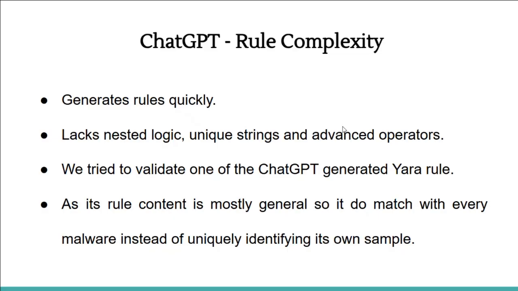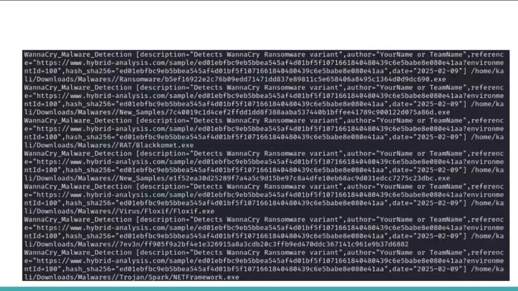We also try to validate other examples of Yara rules. Actually, we try to validate the ChatGPT-generated Yara rule as well, as we already have seen that it has some generic and malicious content, but does not include any unique or malware-specific string other than signatures. So that's why it is not able to uniquely identify or detect its own binary and its variants. It does match with all kinds of variants of malwares available on my system. Here we can see that it is not able to identify any particular WannaCry sample.